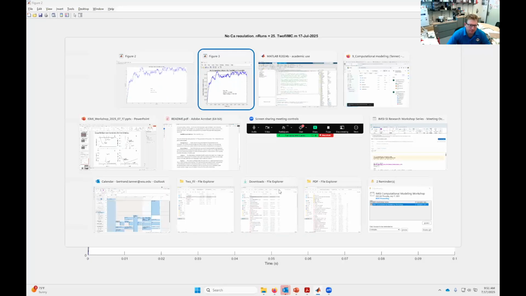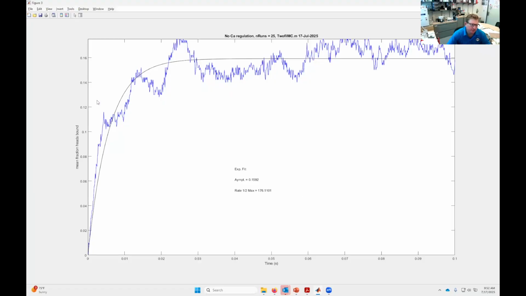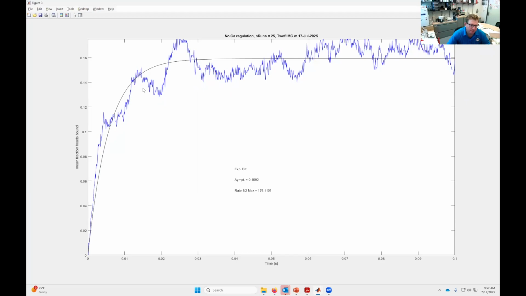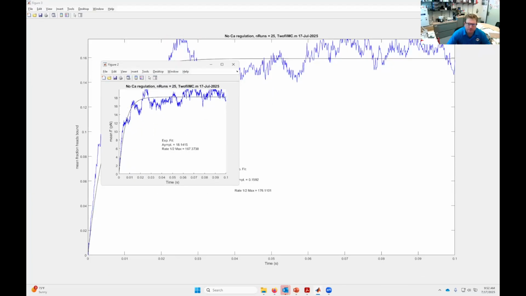This is a little bit sloppy, for all you code aficionados. And then this is just the mean of the fractions of the heads that are bound. You can see that whether you're looking at force or at the heads that are bound, they're pretty similar. But I just wanted to show a couple of the outputs, for example.